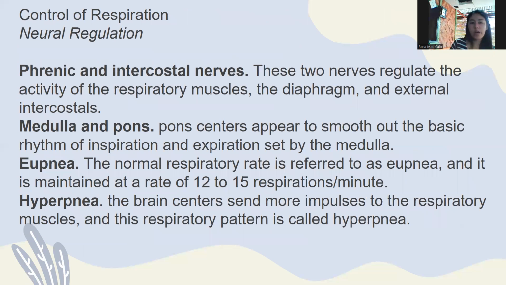For the control of respiration, we have neural regulation. In neural regulation, we have the phrenic and intercostal nerves. These two nerves regulate the activity of the respiratory muscles, the diaphragm and the external intercostals. Next is the medulla and pons. Pons centers appear to smooth out the basic rhythm of inspiration, or inhalation, and expiration, or exhalation, set by the medulla. The normal respiration rate is referred to as eupnea, and it is maintained at a rate of 12 to 15 respirations per minute.